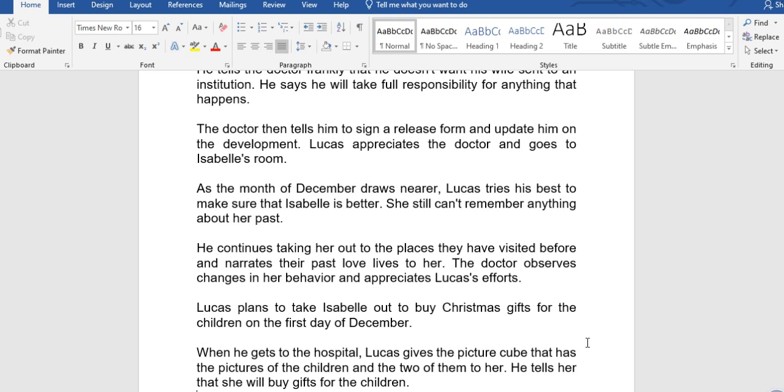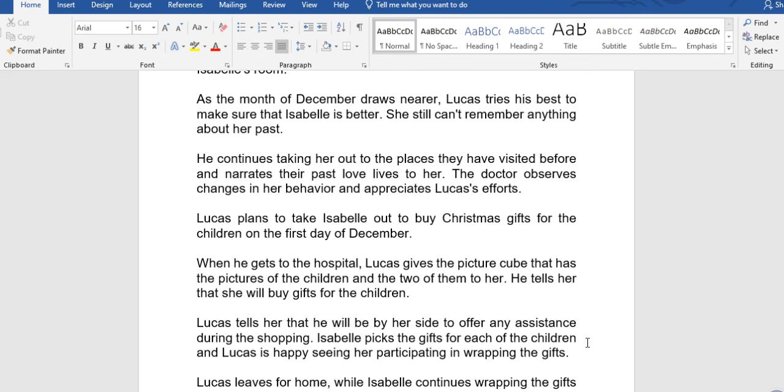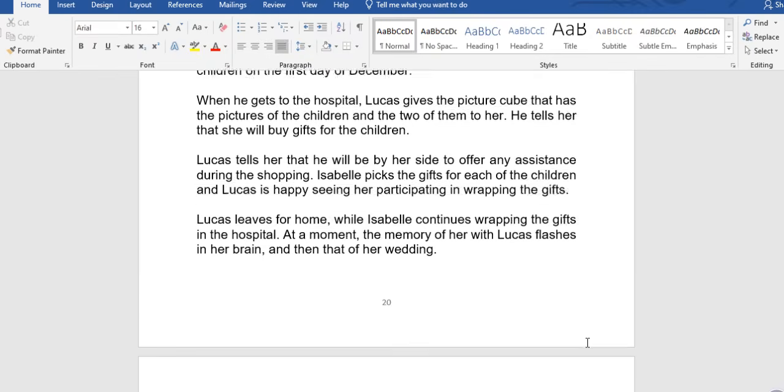As the month of December draws nearer, Lucas tries his best to make sure that Isabel is better. She still can't remember anything about her past. He continues taking her out to the places they have visited before and narrates their past love life to her. The doctor observes changes in her behavior and appreciates Lucas' efforts.